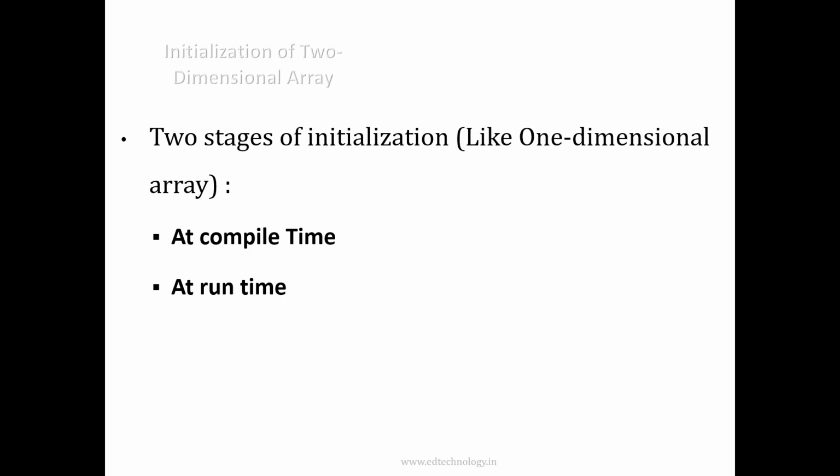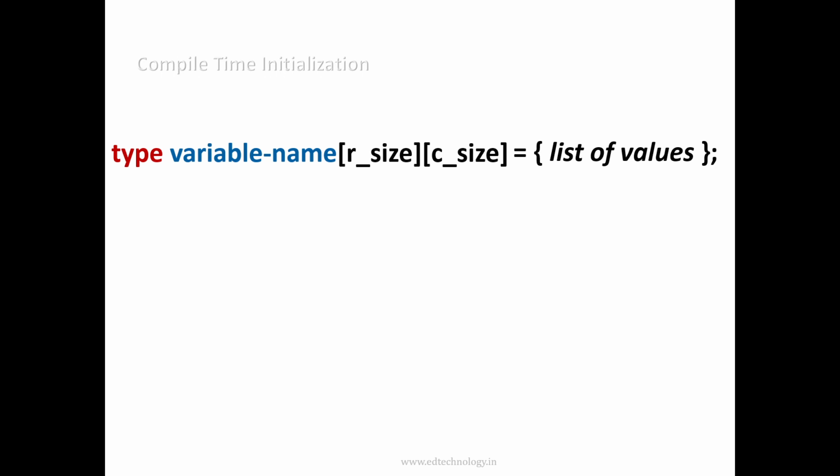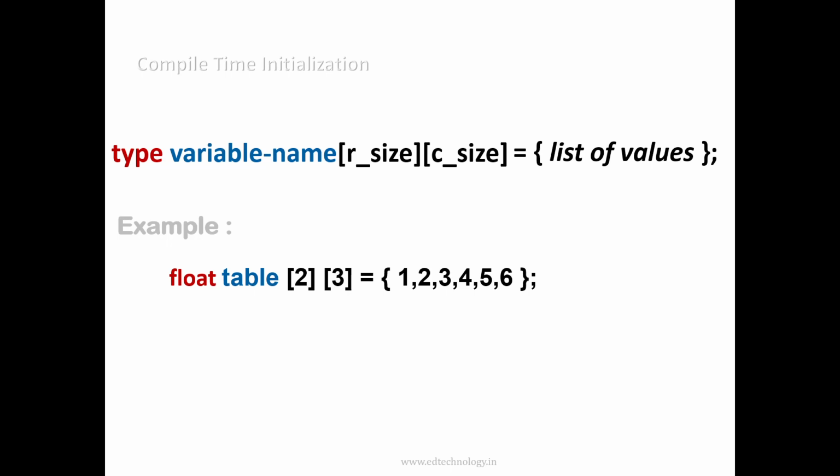Alright guys, as I discussed, for declaring at compile time you do not require a loop. You can declare a list of values in a similar way as in the one-dimension array. Let's say this is the example of a table which has 2 rows and 3 columns, which makes out to be 6 values. So these values will be arranged in this manner.